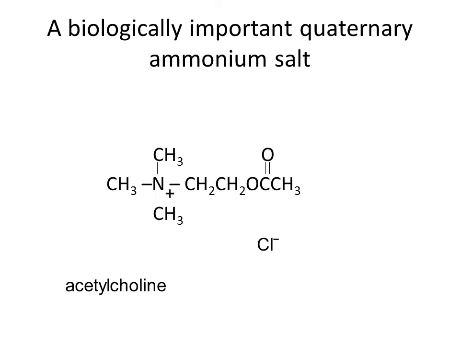This compound right here, you can see, is an ammonium salt. There is a nitrogen with a positive charge on it, and then there's the chloride. This molecule is actually called a quaternary ammonium salt because there are 4 carbons attached, hence the name quaternary. Quaternary ammonium salts can be biologically important, and this one is very biologically important. It's acetylcholine, and you're going to see that it's an important component of nerve communication.